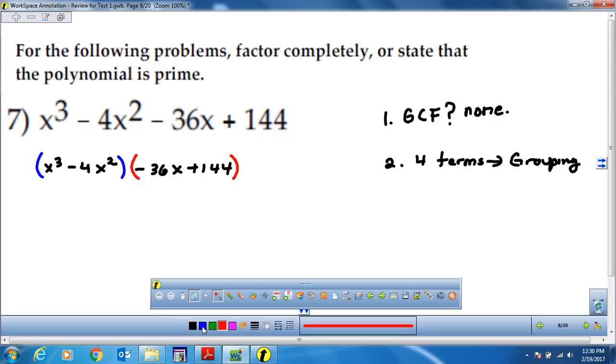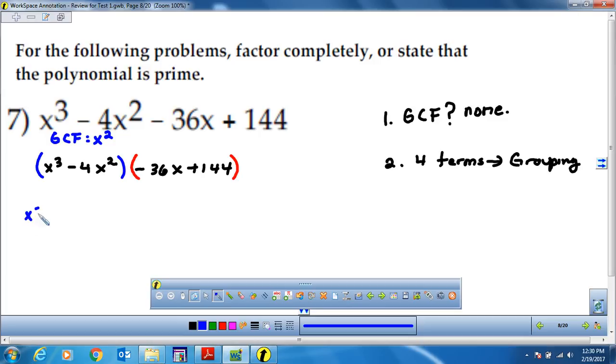Okay. So the first 2 terms, what can we factor out? Both of them have x's, so we can factor out x's, right? The smallest exponent is x squared, so we can factor x squared. And the numbers are 1 and 4, so we cannot divide anything from 1 and 4, right? So just the x squared.